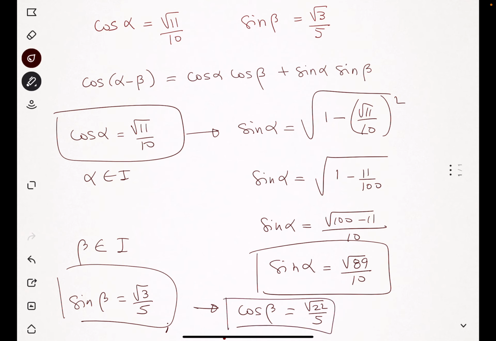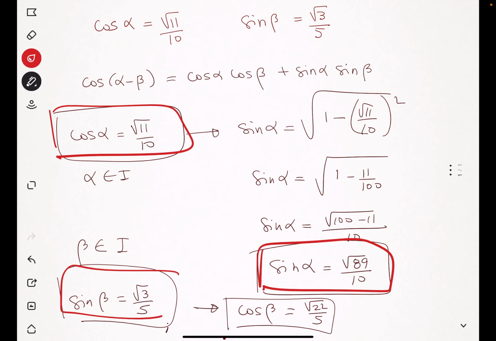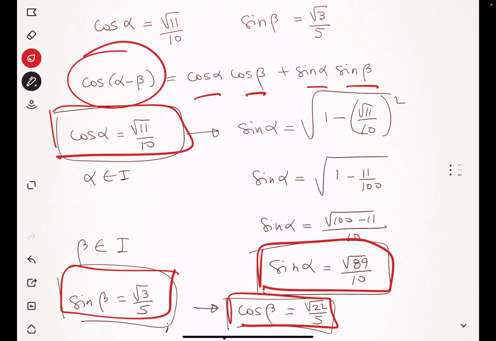And so then you have cosine of alpha and sine of alpha, and you have sine of beta and cosine of beta. Then you put everything here in the right place, and you'll have the result of cosine of alpha minus beta.